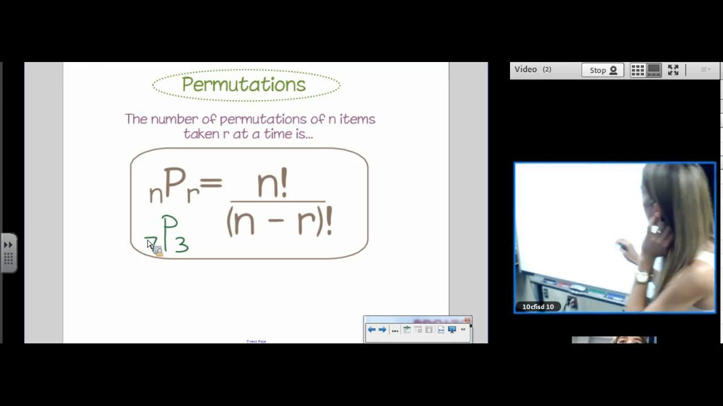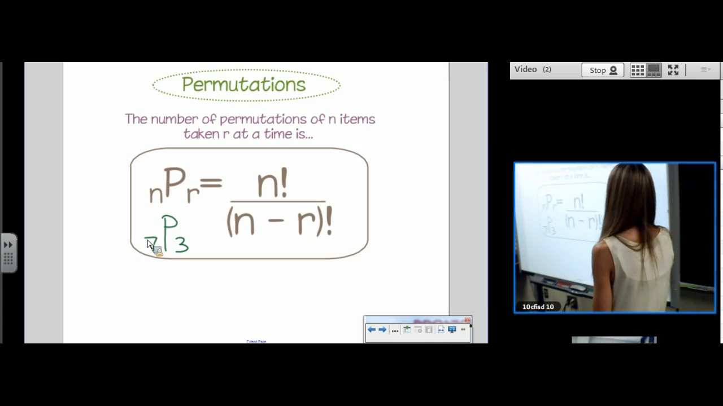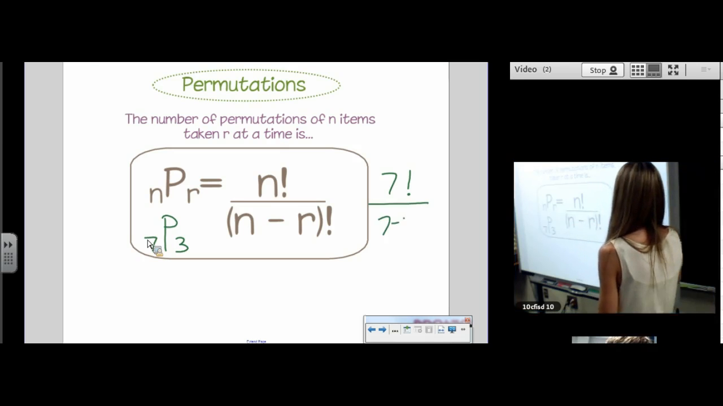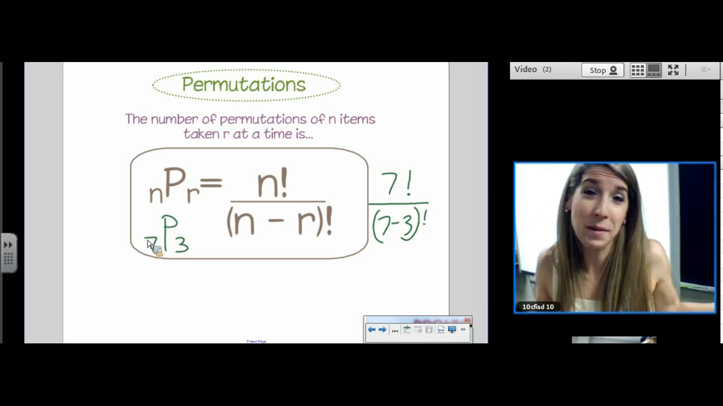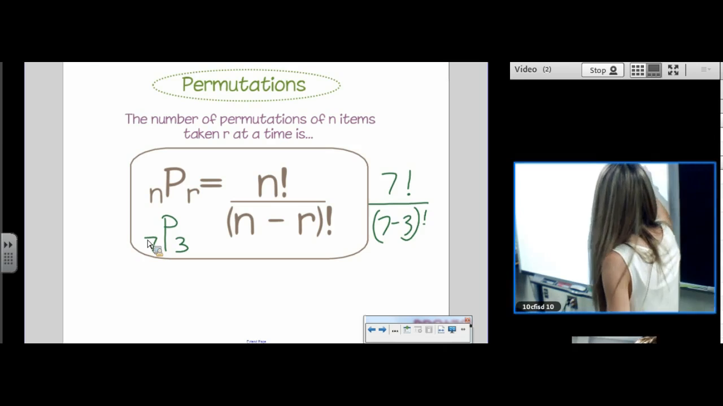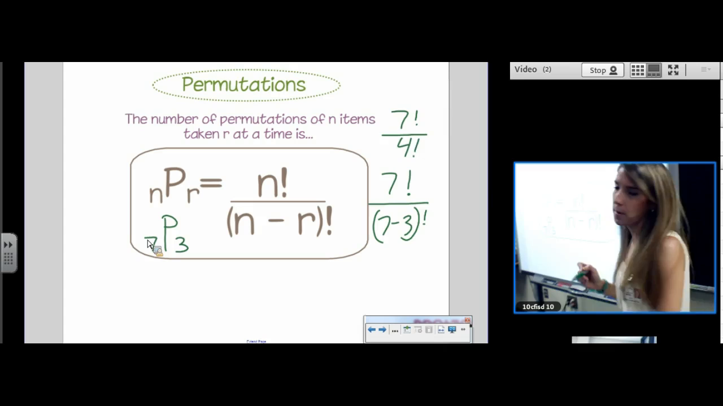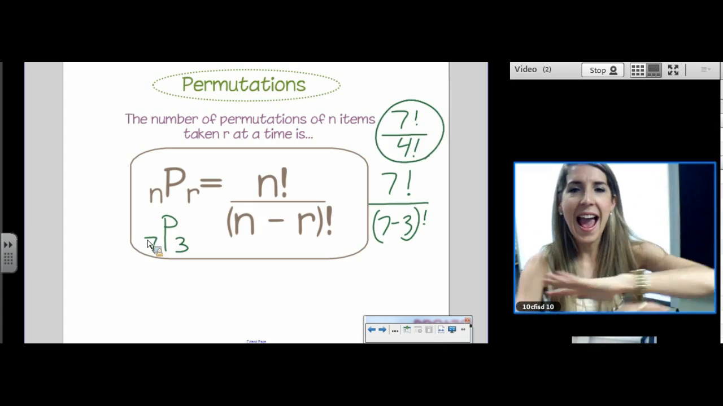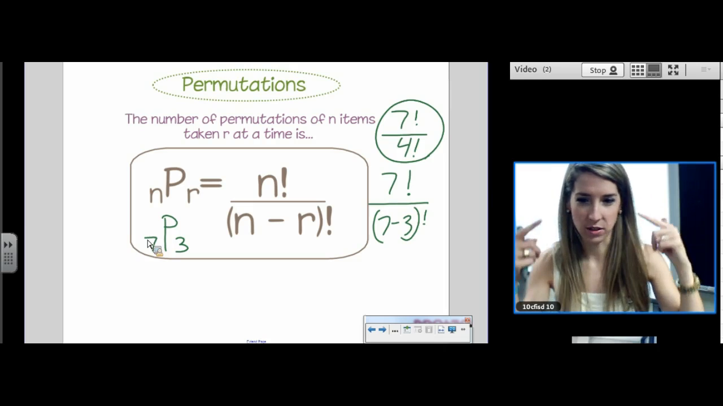So how would this have looked in here? Well, this says n factorial. That would have been 7 factorial over n minus r factorial. 7 minus 3 factorial. Well, 7 minus 3 is 4, right? Those are the ones we didn't care about. So this is 7 factorial over 4 factorial, which is exactly what we had on the slide before. So that's how this formula works. It would work for any time you're ever doing a permutation. It's nice to have a formula so you don't have to rethink the problem every single time.